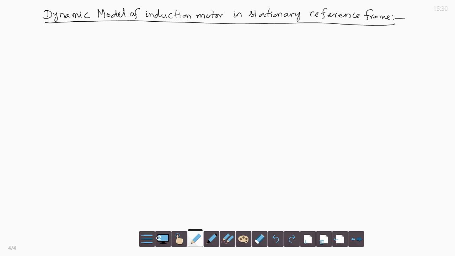In the stationary reference frame, the reference frame is not moving. In the synchronously rotating reference frame, the DQ frame was rotating at speed omega e. In the stationary reference frame, we set omega e to be 0, the speed of the reference frame to be 0. So we use the alpha beta reference frame with 0 reference frame speed. Accordingly, we get the voltage equations.